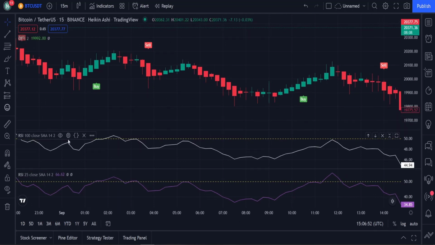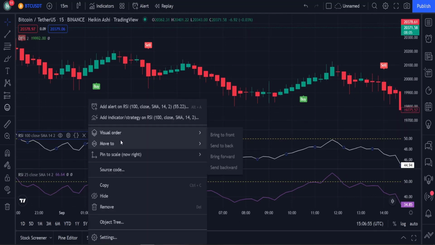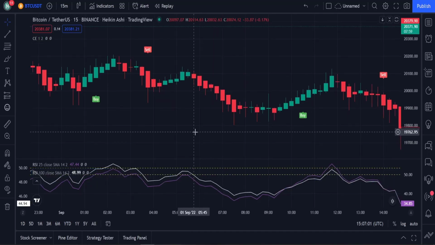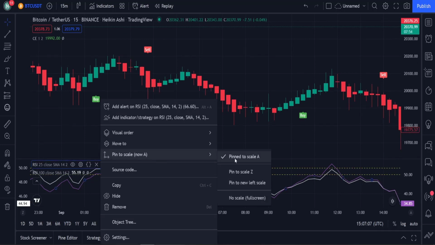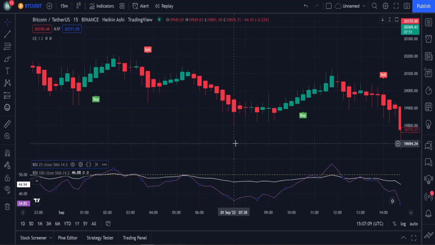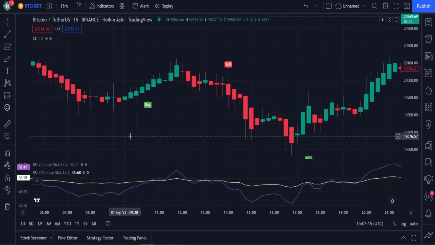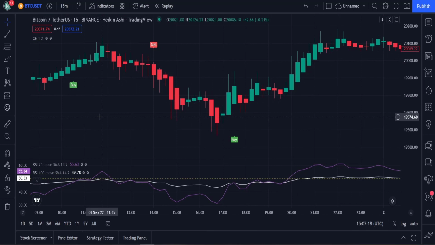Now we're going to overlap both of these RSIs. For this, you're going to go into More, Move to, Existing pane below. You'll see that there's a little bit of a difference right here. So we're going to fix that again. We'll click right here on More, Pin to scale, and we're going to do Pin to scale. Now it is completely overlapped and looks good. Now that our indicators are completely set, let's get into the strategy.